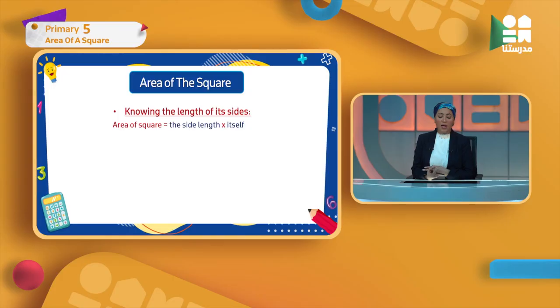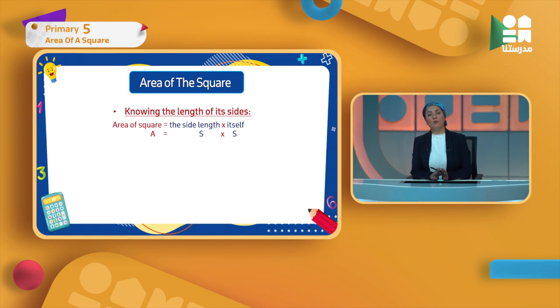I have 2 ways to get the area of a square. Either by knowing the length of its sides or the length of its diagonals. So the area of the square will be side length times itself. قلنا إن كل ال sides are equal. So I multiply the side by itself. So the rule is A equals S times S. And the perimeter is side times 4.